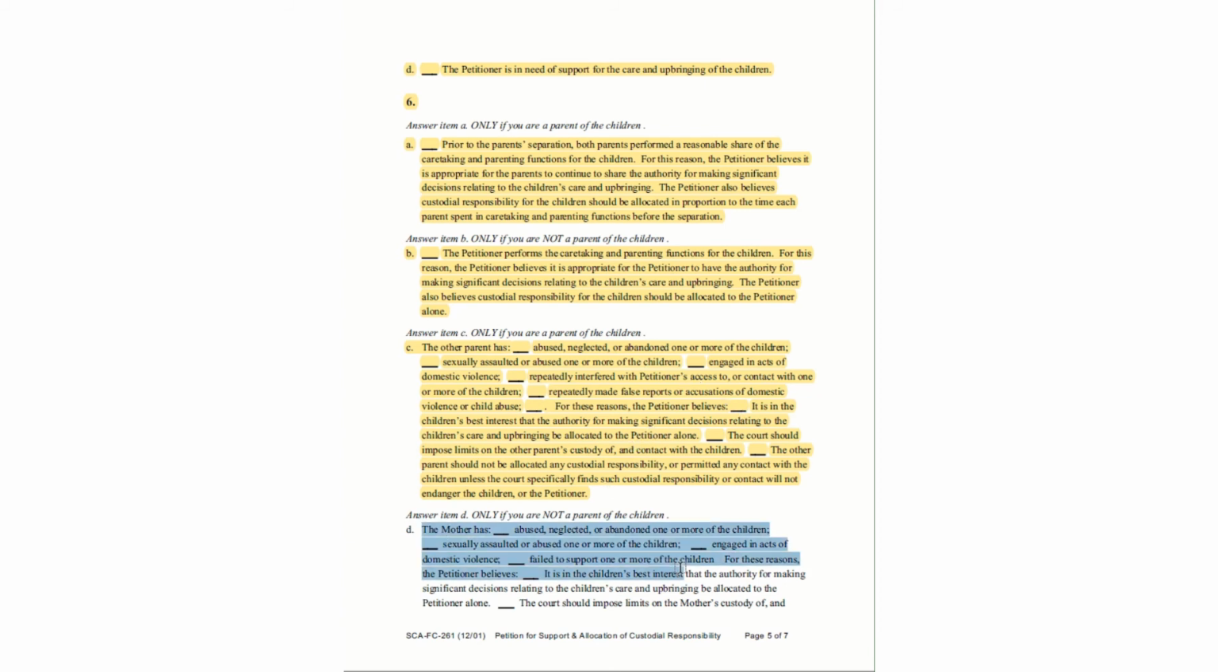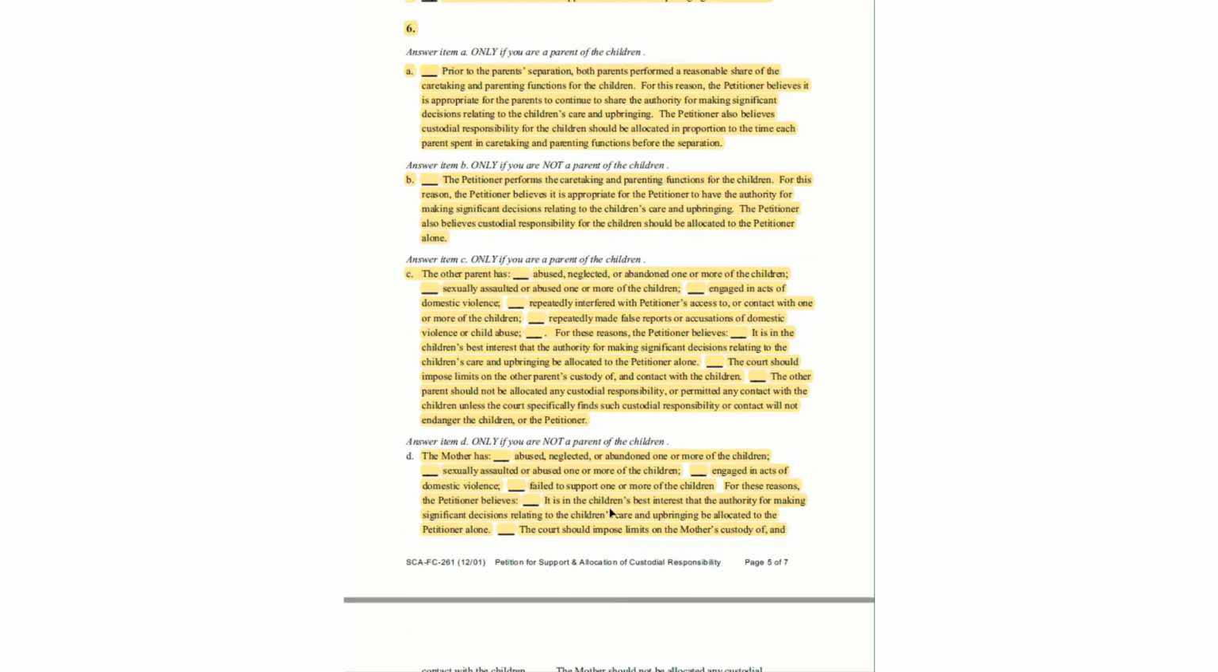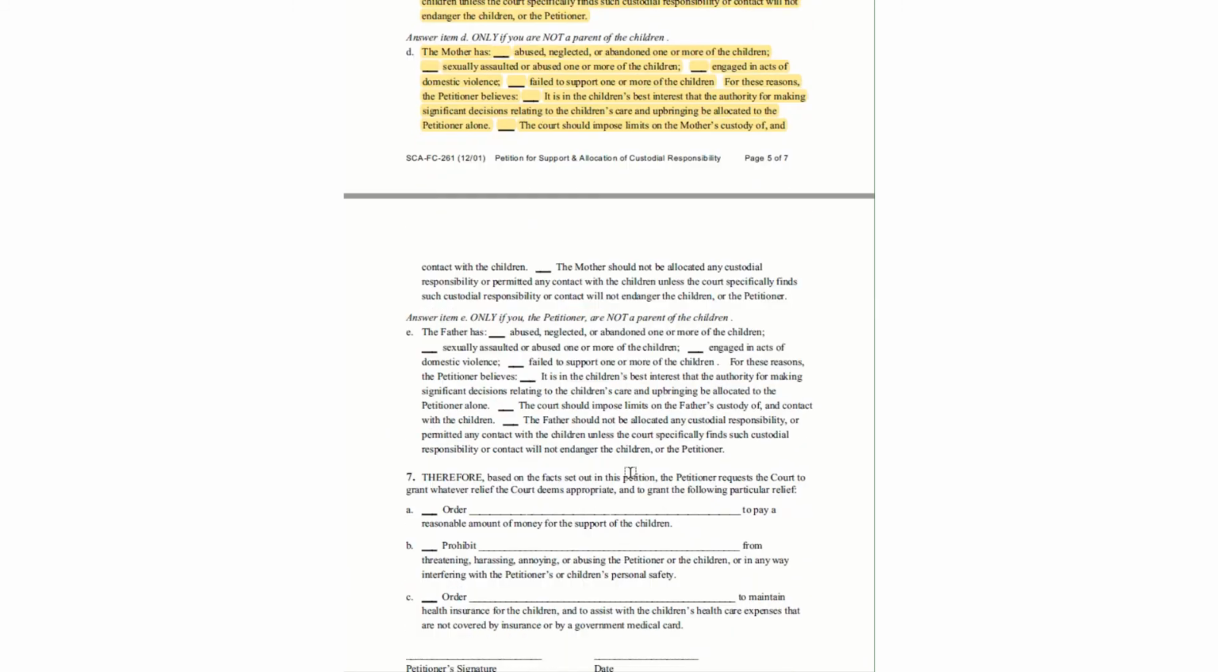Questions D and E are to be filled out if you're not a parent of the children and you're filing this case. Those are questions about whether or not the mother or the father has engaged in abuse, neglect, or domestic violence such that the petitioner, or the person filing, thinks that the parents should have limited time or limited decision-making responsibility.